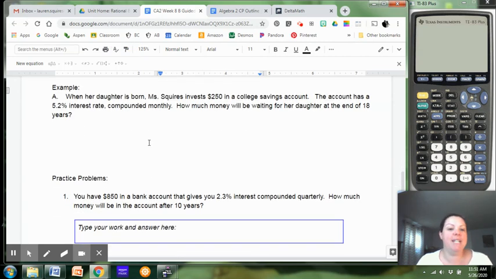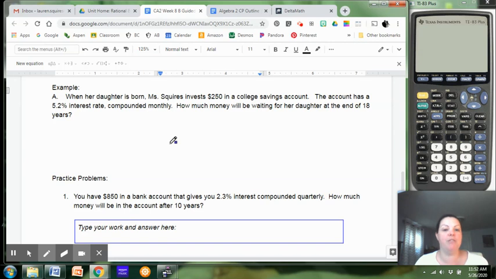We're going to go through one example together of how we're going to take this information and just do one iteration instead of all 6 that we did up in the box up there. So here are some of the sample problems you're going to have to work through, okay? When my daughter was born, I invested $250 into a college savings account. The account has a 5.2% interest rate that's compounded monthly. How much will be waiting for my daughter when she turns 18?